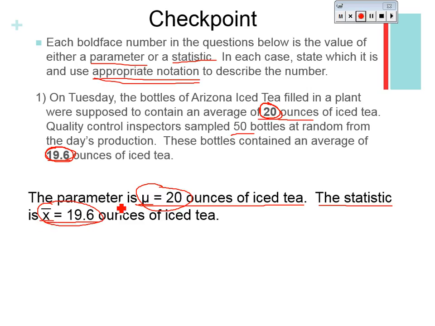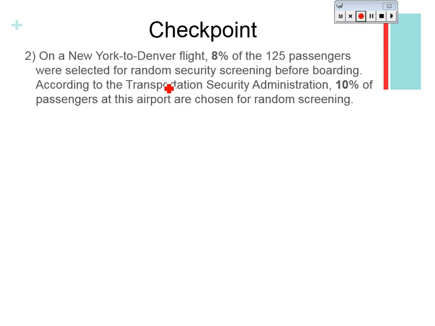So once again, remember, I'm using mu and x bar because the samples that we collected our data with were quantitative data. For question number 2, it says, on a New York to Denver flight, 8% of the 125 passengers were selected for random security screening before boarding. According to the Transportation Security Administration, 10% of the passengers at this airport are chosen for random screening. So once again, if we're talking about what type of data we're using here, because we're talking percents, this would be categorical data.